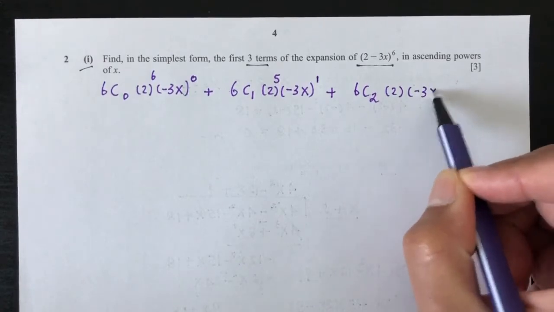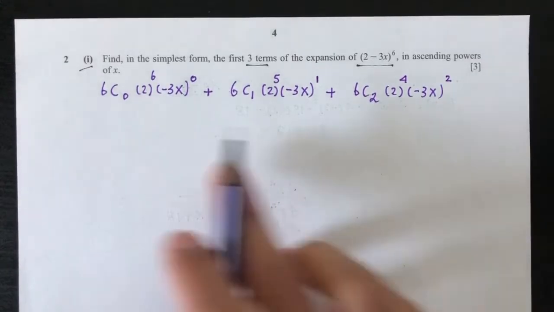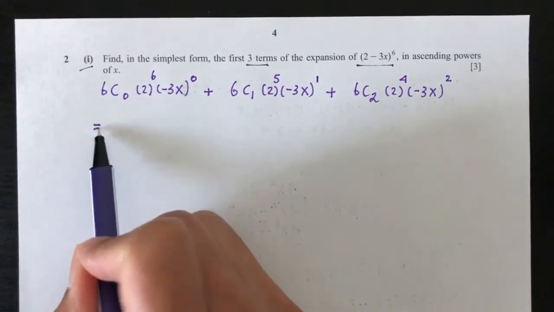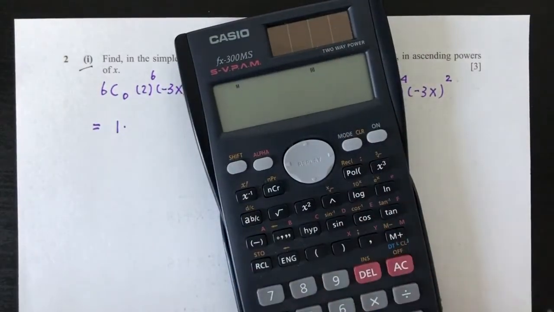And minus 3, that should be 2. 6 minus 2 will be 4. Now let's expand one by one. This one is 6 choose 1 is 1. 2 power 6 is what? 2 power 6, that should be 64.